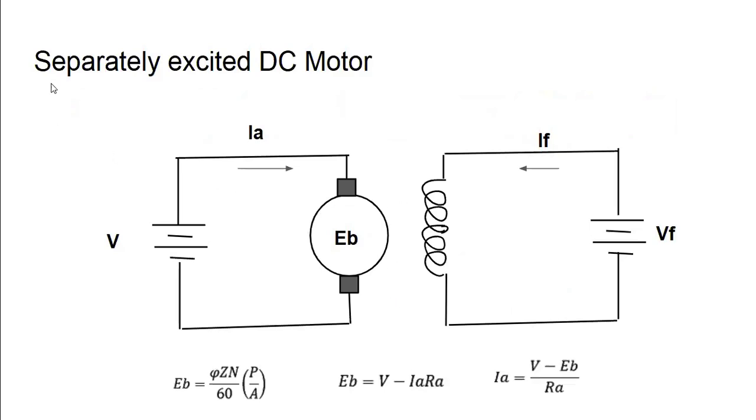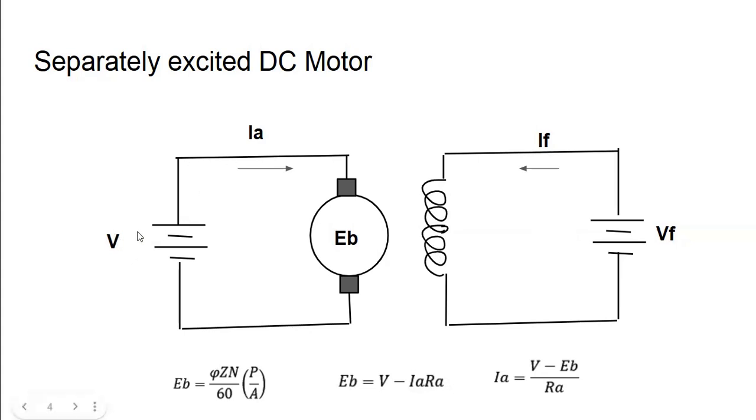Now we are going to see the equivalent circuits of the separately excited DC machine. This is the equivalent circuit of the separately excited DC machine. As already told, there is no electrical connection between the armature winding and the field winding of the separately excited DC machine. So this is the equivalent circuit of the DC motor. Here V represents the DC voltage applied to the armature winding, and Vf is the voltage applied to the field winding.